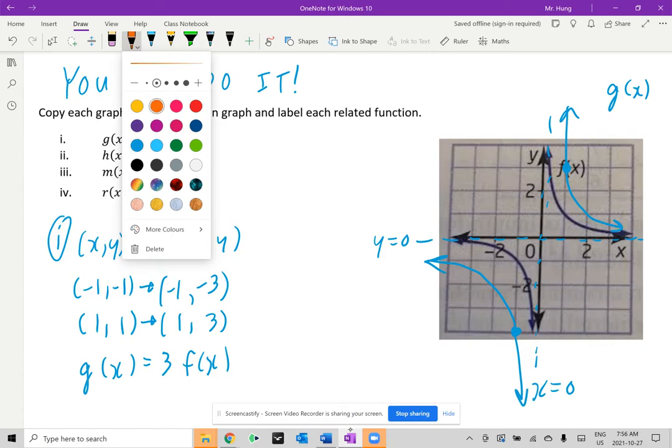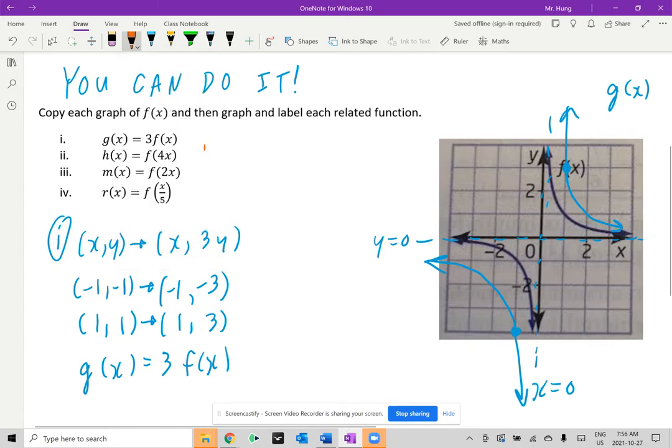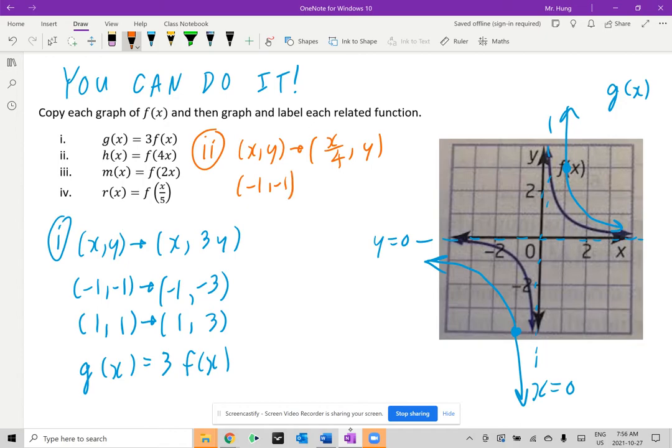Now, in a different color, let's move on to part 2. I'll do part 2 up here. If you think about h of x, which equals f of 4x, again in words, you would say this is a horizontal compression by a factor of 1 divided by 4. And in terms of the mapping rule, this is basically x divided by 4, and y remains the same. Again, you can grab the same original points, (-1, -1) and (1, 1).